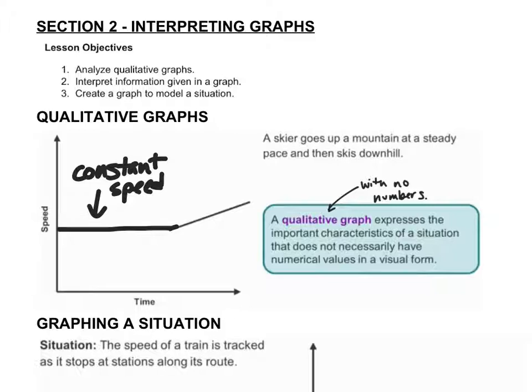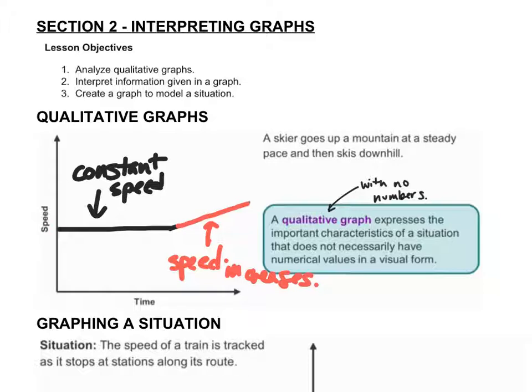Then all of a sudden, the graph starts to go up. And what happens is their speed is increasing. And what we know is that it increases because it's going up. And what we know about this, guys, is that when you ride up if you're going skiing, the skier goes up the mountain at a steady pace. When you get on the lift, you're going at a constant speed.